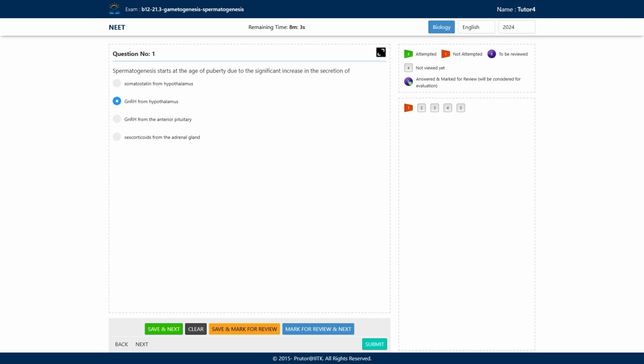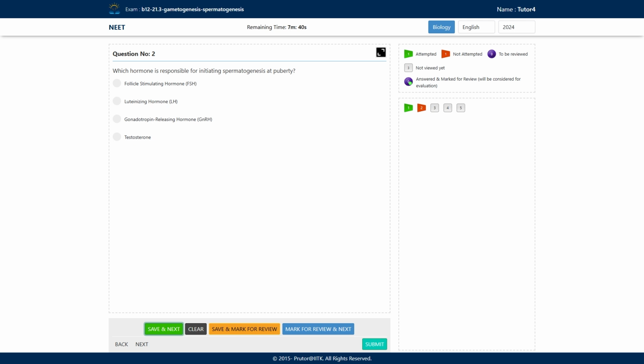Now, this luteinizing hormone further stimulates the Leydig cells to secrete testosterone involved in spermatogenesis, and follicle stimulating hormone stimulates the Sertoli cells, and the secretions of Sertoli cells are also important to initiate spermatogenesis. So the answer will be option B here.